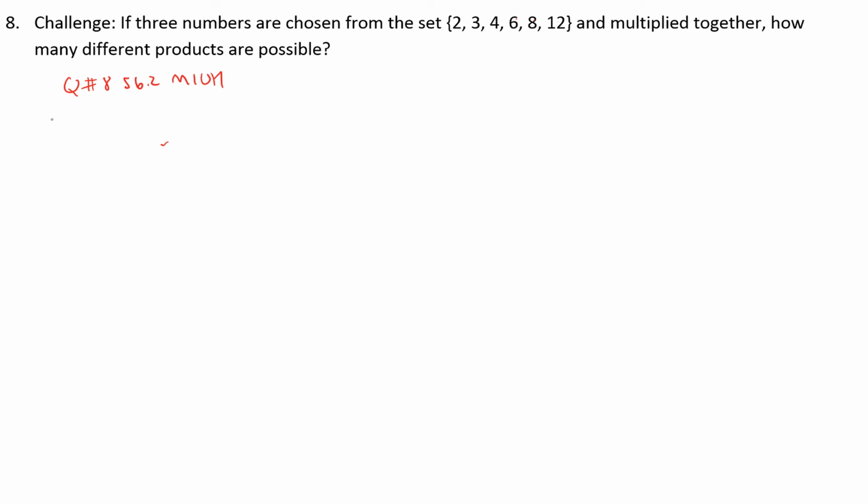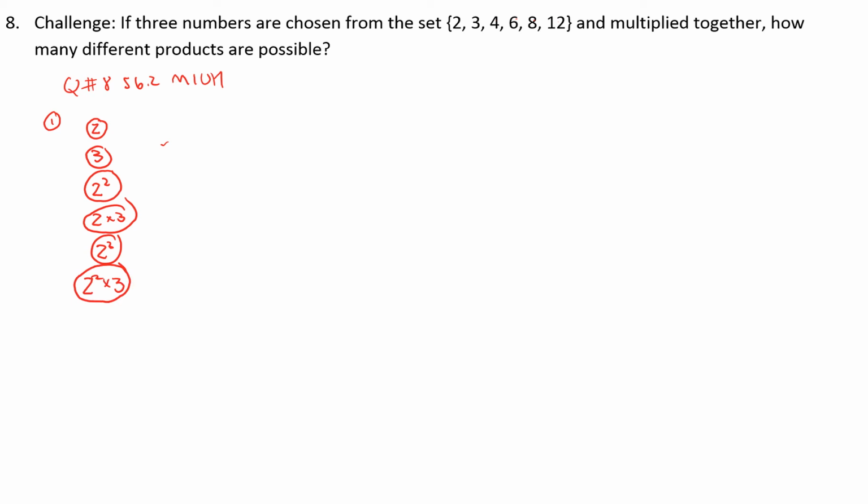So the first step I would do, number 1, is write each of these numbers in their prime factorization. So 2 is 2, you have 3, and then 4 is 2 squared, and 6 is 2 times 3, and then you have 8, which is 2 cubed, and then you have 12, which is 2 squared times 3. Okay, so there's 6 of these.